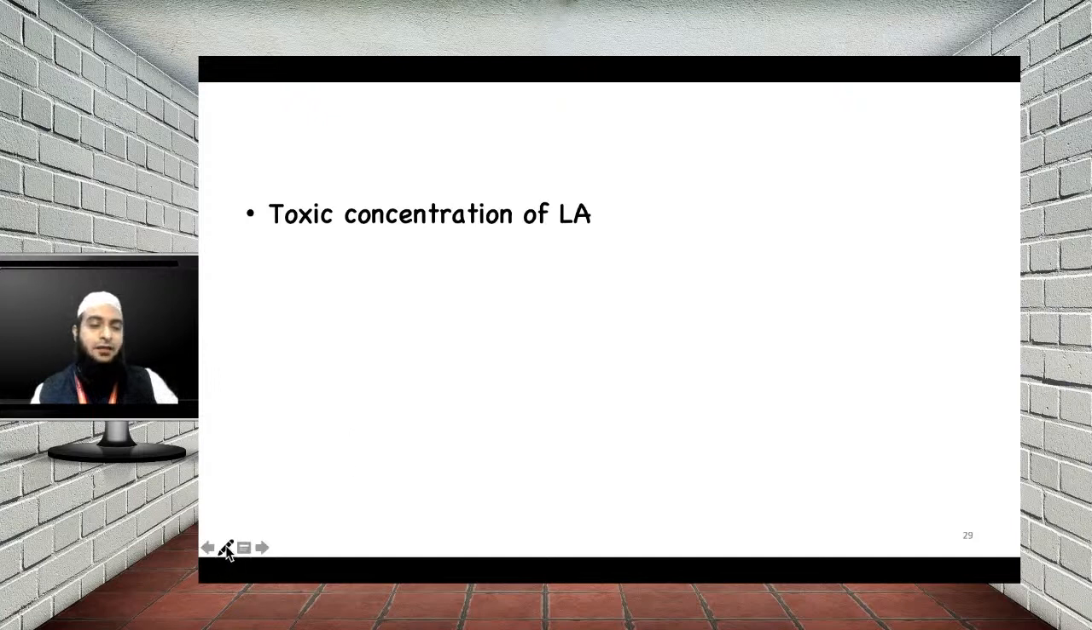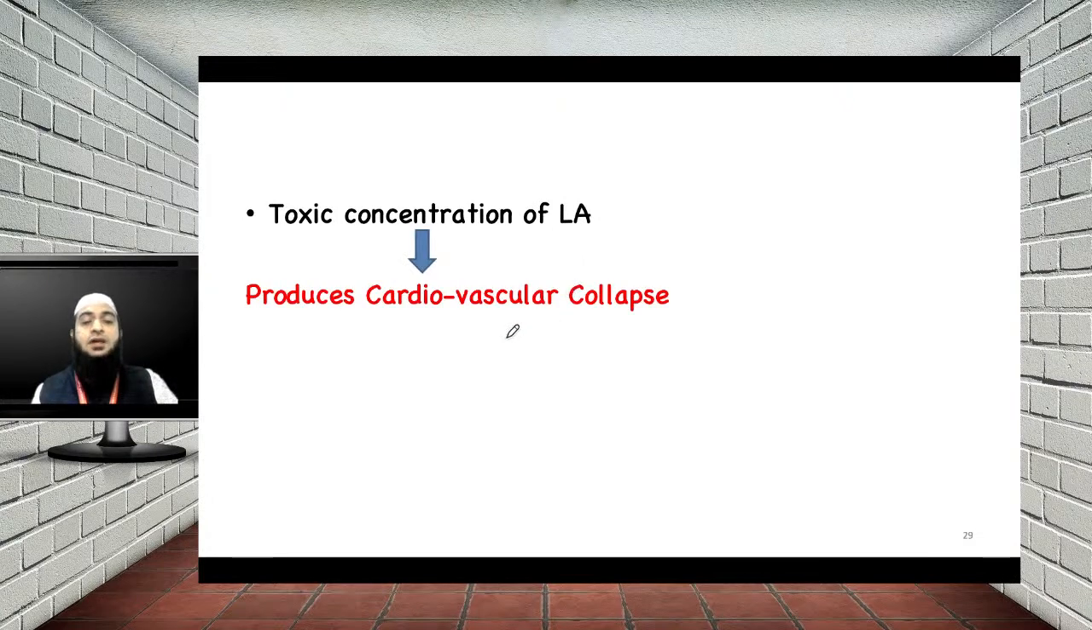For example, in some patients, if local anesthesia is not induced and the anesthetist keeps on giving more doses of the drug, then sometimes it may reach the toxic level. So toxic concentration of the local anesthetics produces cardiovascular collapse. How? Because we have seen on the blood vessel it produces dilatation, so it is going to reduce the blood pressure, and on the heart it produces a cardiac depressant action.